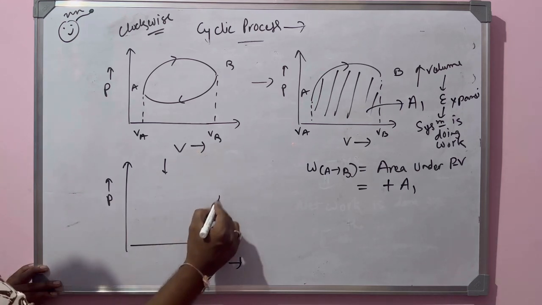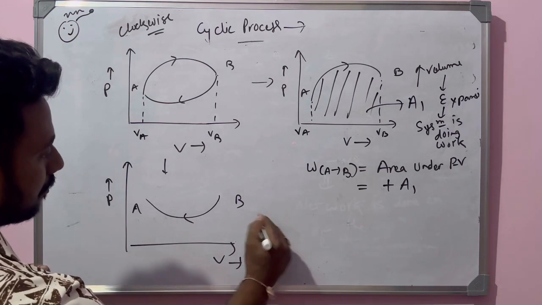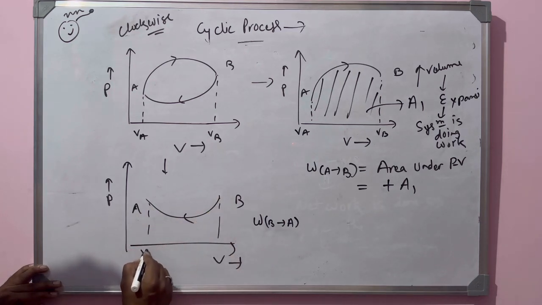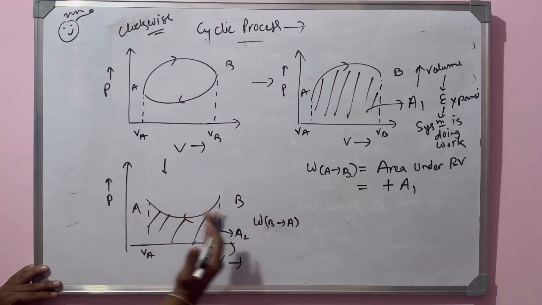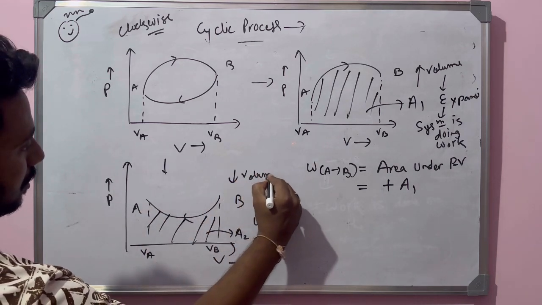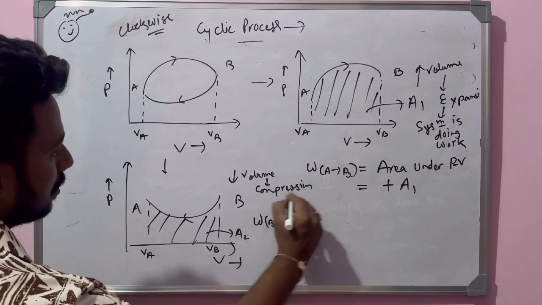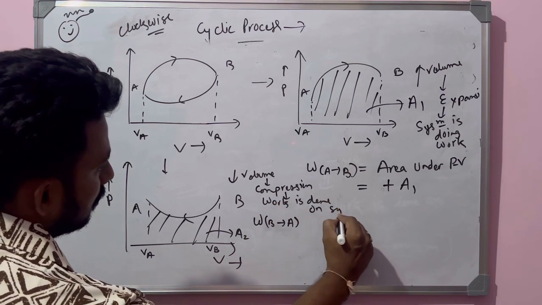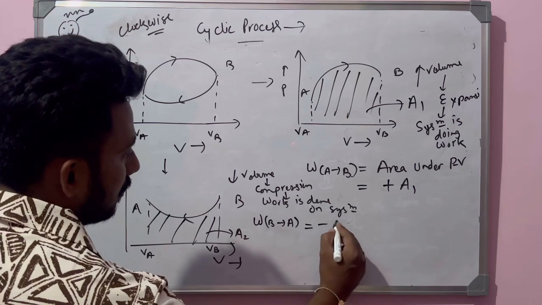Okay, from B to A. Again, if I ask you what is work done from B to A, again you will find the area. So make an area. Volume VA, and this is VB. Let's say this area is A2. Now if you see from B to A, my volume is decreasing. Volume is decreasing means what? Compression. Compression means what? Work is done on system. If work is done on system, negative, right? So I'll write A2 with a minus sign.